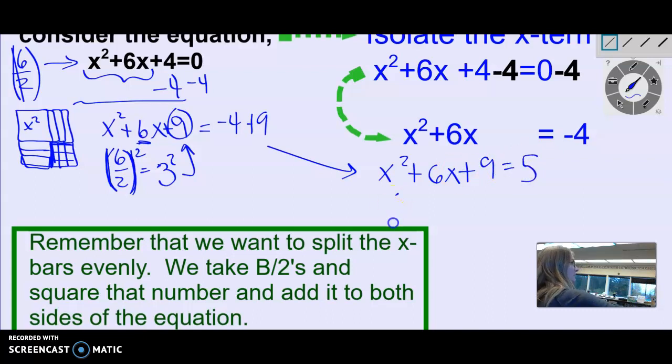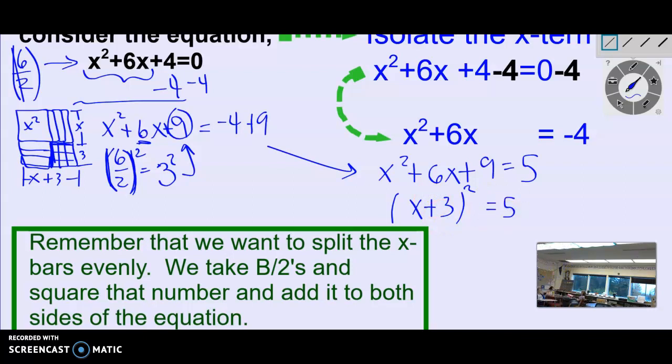Now remember what this factored into? It factored into something squared. What was it? This length is x plus 3, and this is also x plus 3. So x plus 3 squared equals 5.